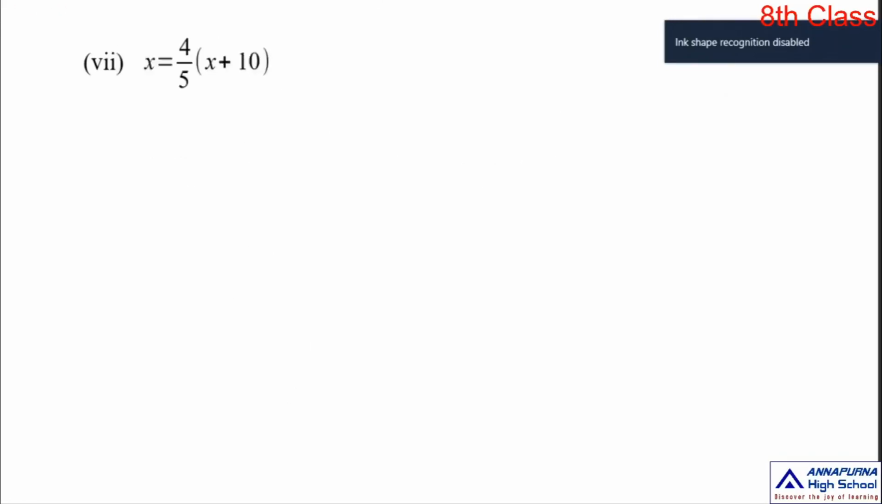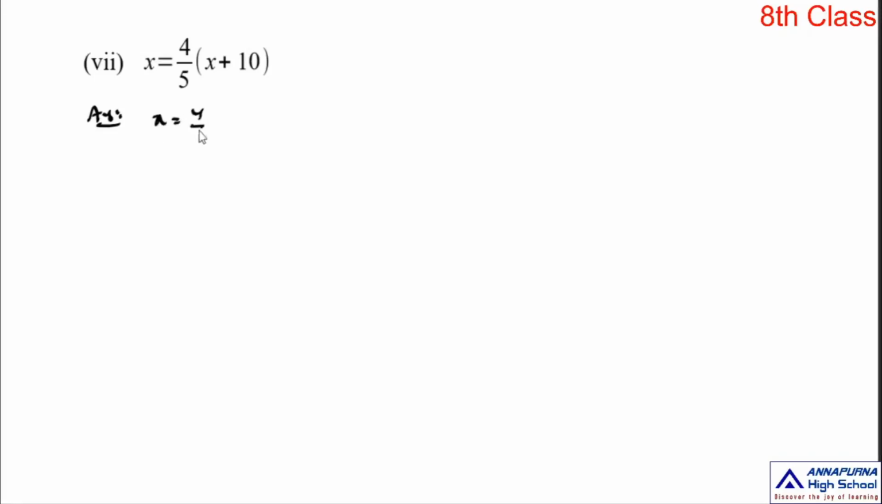Let's come to the next one. Here the next equation is x is equal to 4 by 5 into (x plus 10). So this is the given equation. So first we simplify the right side part. Okay, why? Because on the right side you already have a bracket, so first you remove that bracket. So x is equal to 4 by 5 into x plus 4 by 5 into 10. So indirectly here we are applying the distributive property: a into (b plus c) is equal to a into b plus a into c.